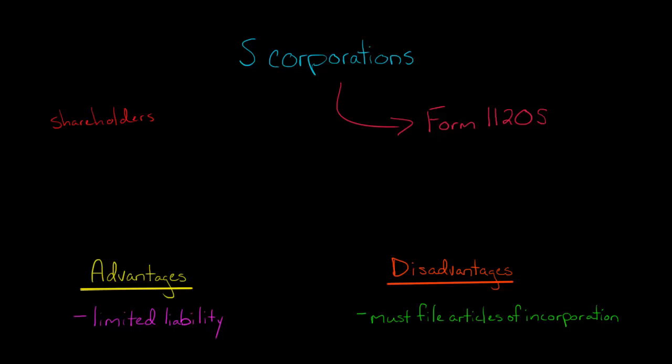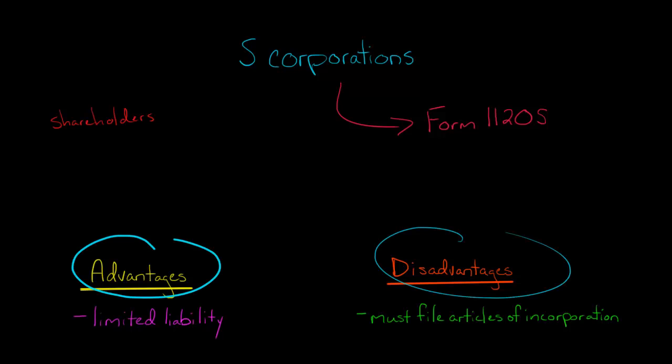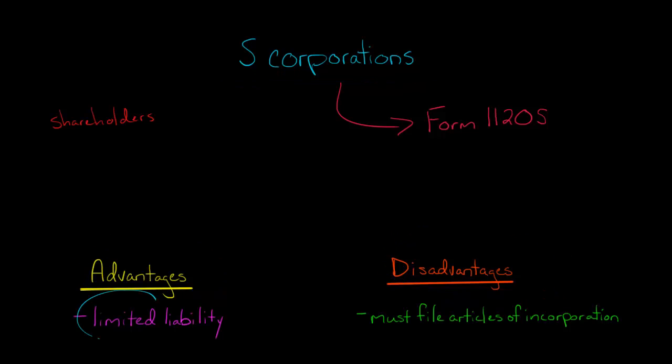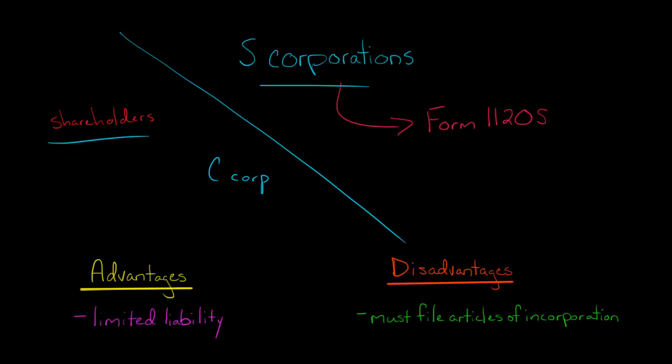In this video, I'm going to discuss the advantages and disadvantages of having an S corporation. So one of the advantages is that there's limited liability for the owners of the S corporation, who are called shareholders. In this respect, an S corporation is similar to a C corp. Okay, so you basically have the corporation, which is a legal entity that is separate from the shareholders. You have the corporation, and then you have its owners, the shareholders.